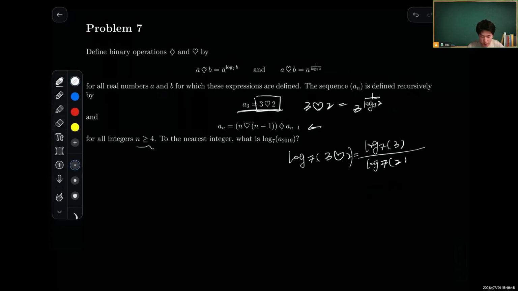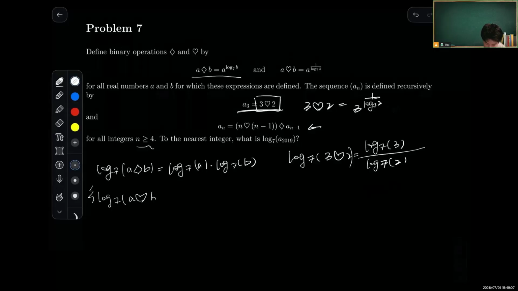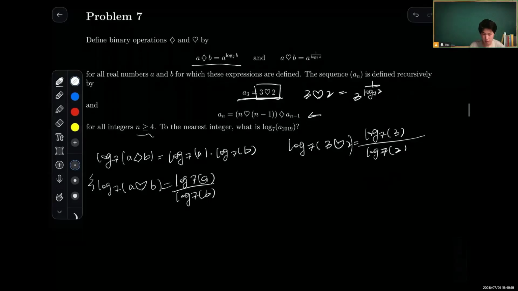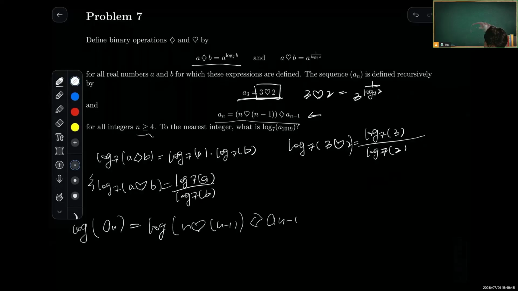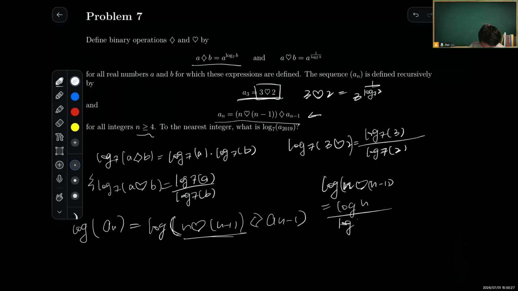Why? Because if we analyze the first equation as well, we take also log 7 of A diamond B, then this is log 7 of A multiplied by log 7 of B. We also have log 7 of A heart B is equal to log 7 of A divided by log 7 of B. So now if we plug this into the recursive definition, we need to take the logarithm of both sides. Log a_n is equal to log of n heart n minus 1 diamond a_{n-1}. And recall this part: log of n heart n minus 1 is equal to log n over log n minus 1.